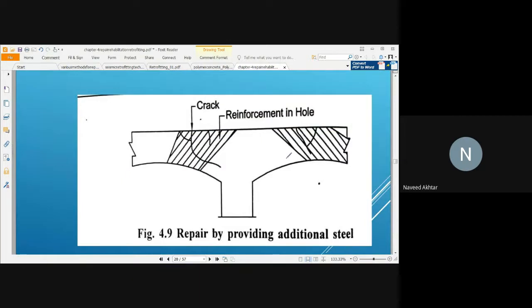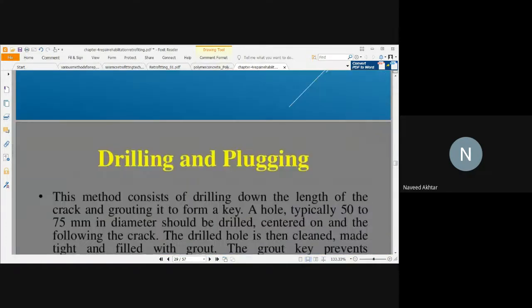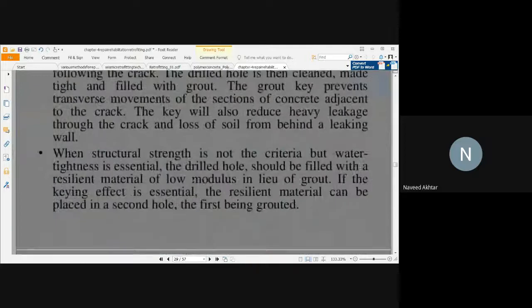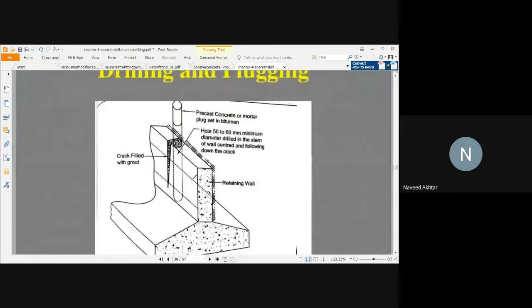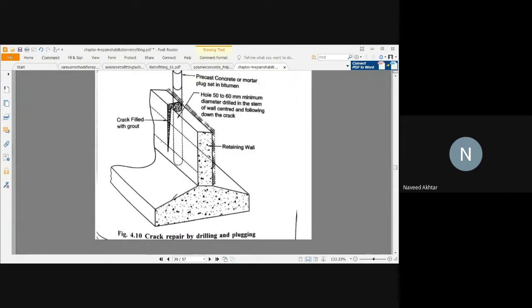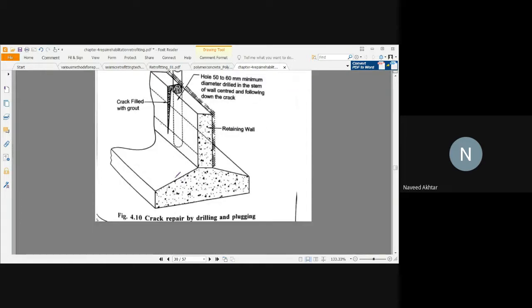Okay, for cracks with reinforcement, you can see they can be repaired by providing additional steel at that place. Similarly, drilling and plugging: drilling of the hole and then plugging of the wall or the foundation can be done. In precast concrete, a mortar plug set in bitumen, a hole of 50 to 60 mm diameter is drilled in the stem of the wall, centered along the cracks.